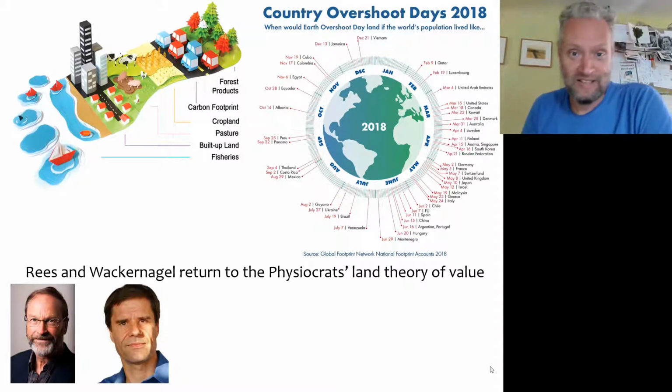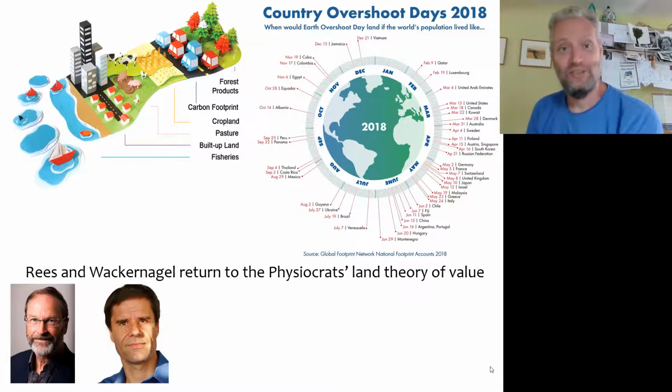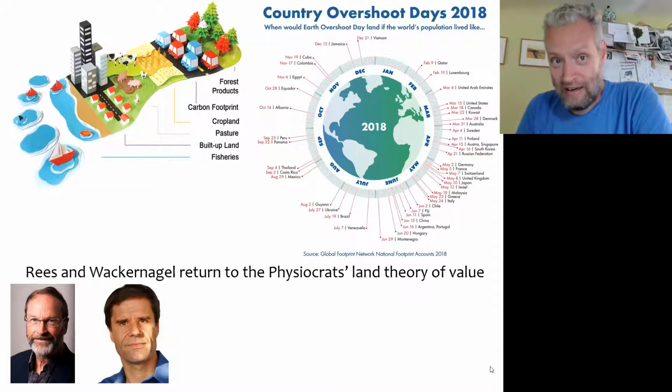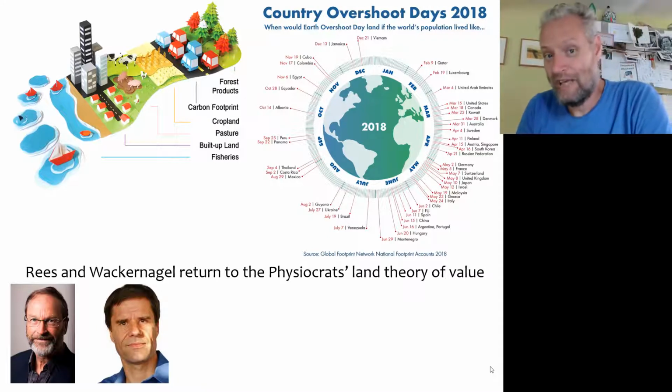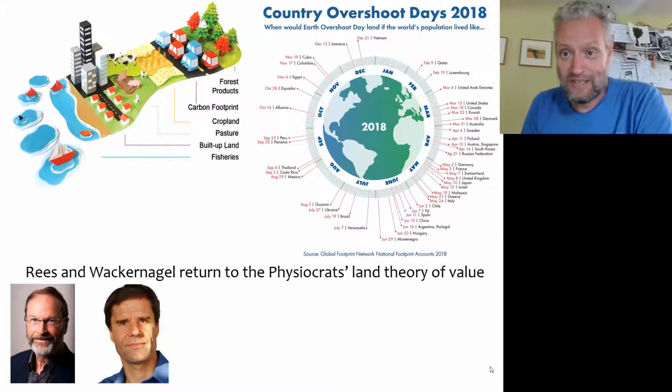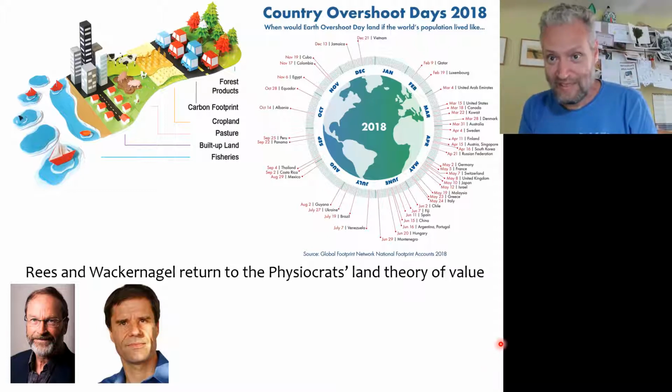And that is how they get to the carbon footprint, which is essentially how much land do you need to live the life that you do. And of course what they find is that we need much more land than we have, and they call that overshoot. And that is what you see in this graph here. It is essentially when do you exceed your land allocation?